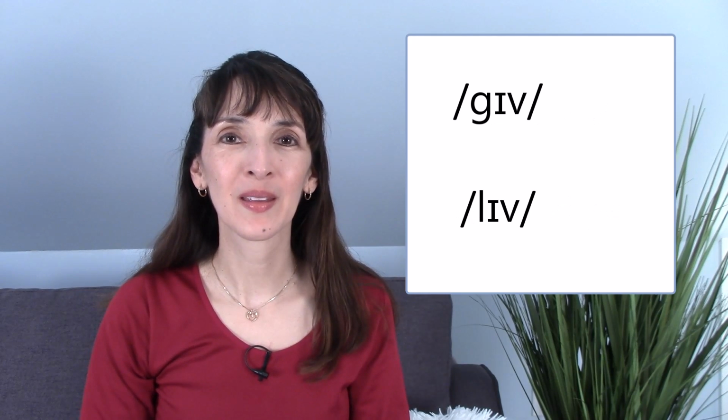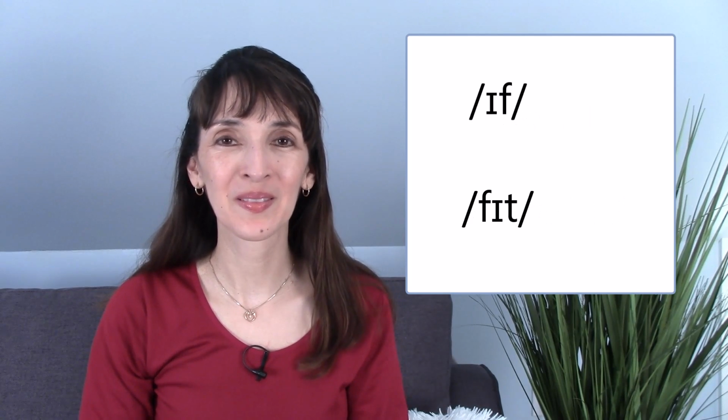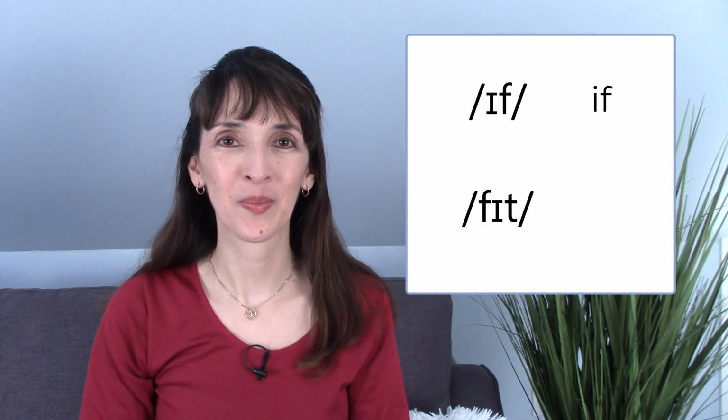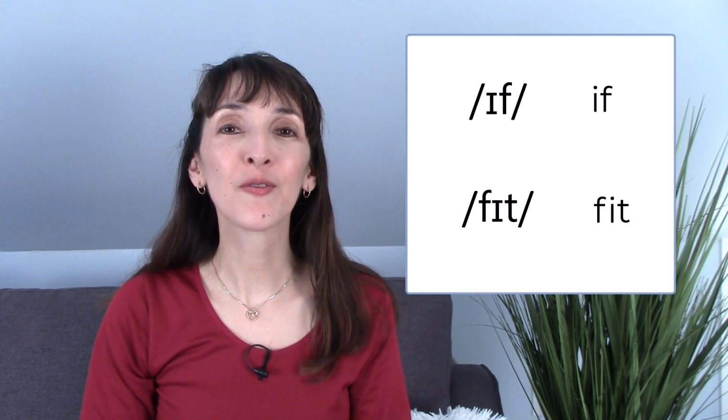Good. Let's look at 4 more symbols that are easy to read. They represent V, F, Z, and S. V is V. Read these words. Give. Live. F is F. Can you read these words? If. Fit.